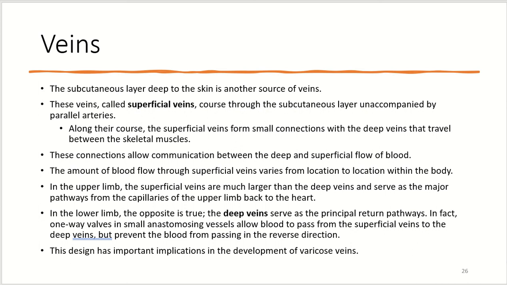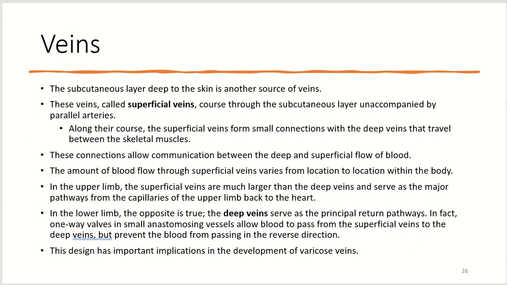And with the upper limbs, the superficial veins are going to be much larger than those that you would see in the deep veins. And they are going to serve as a major pathway from the capillaries of the upper limbs back to the heart. However, in the lower limbs, it's opposite. So the deep veins are going to serve as our principal return pathway.